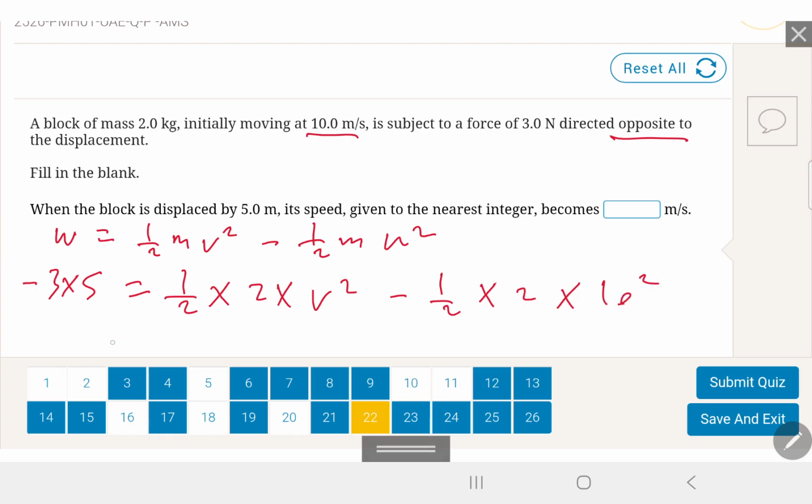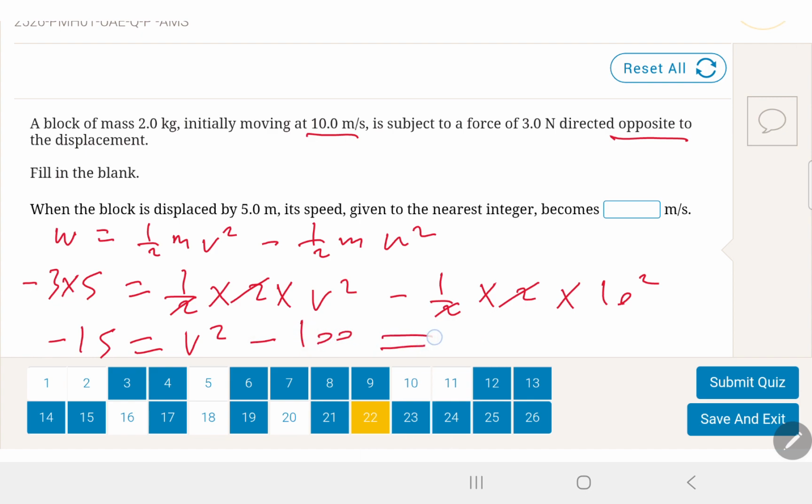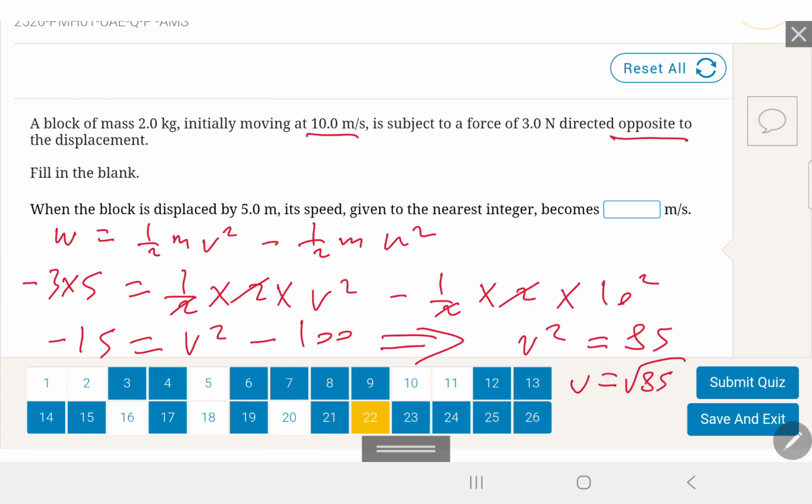Now we solve for v. Negative 15 is equal to v squared minus 100, canceling the 2s. Now take 100 to the other side. You get v squared is equal to minus 15 plus 100, which is 85. Now take the square root on both sides. v is equal to the square root of 85. Find it as a decimal, correct to the nearest integer, then plug it into the answer space.